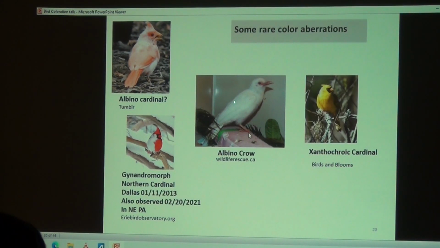Here is an albino crow. Again, the pink eyes. Here is a cardinal that most likely lacks the enzyme that converts the yellow to red. This is a fancy name, and it's very rare, a gynandromorphic cardinal. What that means is that it's exactly down the middle, half male and half female. It's very rare. And this type of gynandromorphism is called bilateral, straight down the middle. Other animals, sometimes like butterflies and so on, have more of a mosaic pattern.